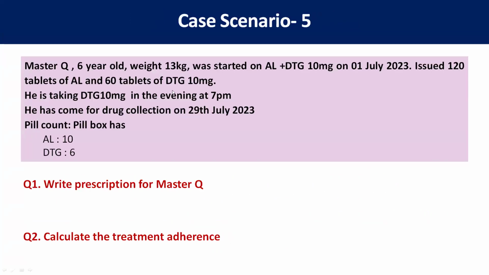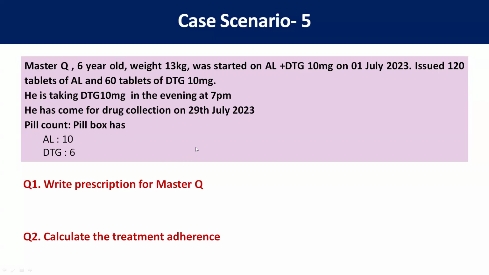So another case: 6 years old, 13 kg, started ALD on 1st July 23. 120 tablets of AL and 60 tablets of DTG 10 are given. That means 60 tablets of DTG and 120 tablets of AL for 30 days. He has taken DTG 10 in the evening at 6 p.m. He had come for drug collection on 29 July, so after 28 days he has come. Pill count in the box is AL 10 and DTG 6.